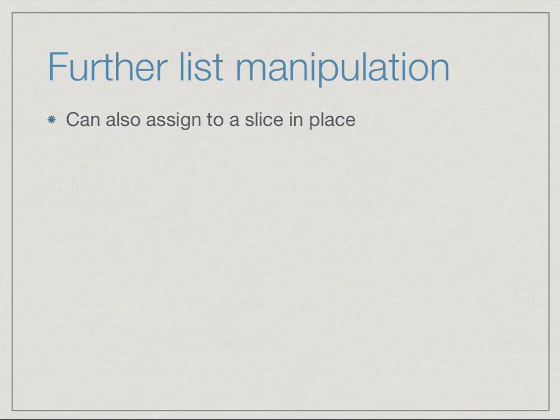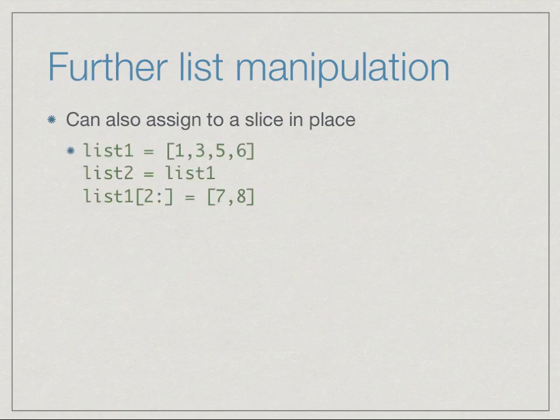So there is another way to expand and contract lists in place, and this is by directly assigning new values to a slice. So we go back to our old example, list1 is [1, 3, 5, 6] and list2 is list1. Now what we are saying is that take the slice from position 2 onwards and assign it the value [7, 8]. So remember the positions are 0, 1, 2, 3. So what this is saying is take this slice, namely 5, 6, and replace it by 7, 8.